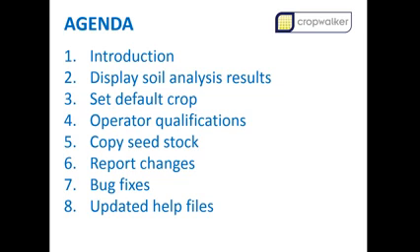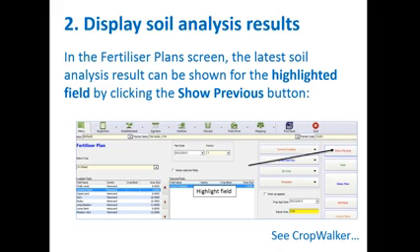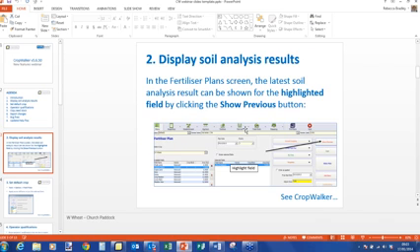Okay, so to look at the first point there, displaying soil analysis results. Like I said, in the fertilizer plan screen, by clicking the Show Previous button, you can now display the most recent soil analysis result for a field. If I just point this out.